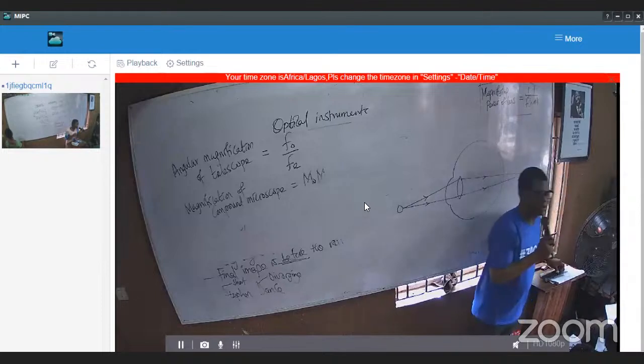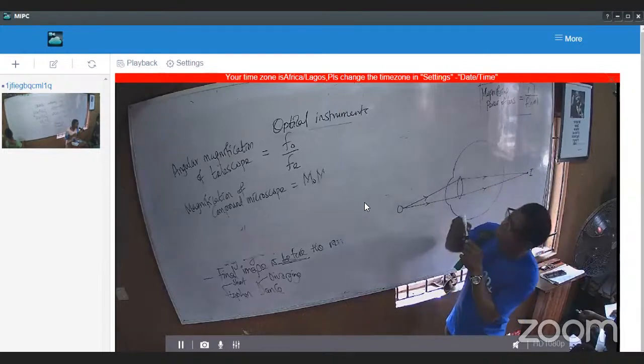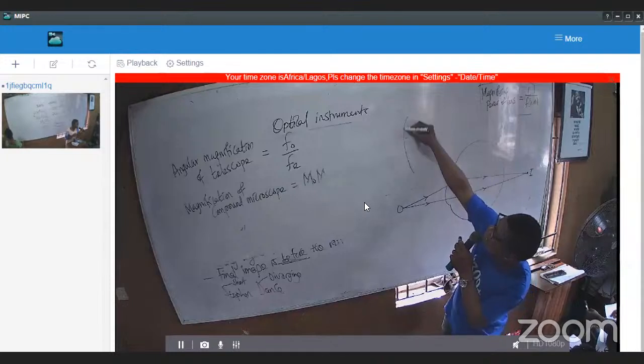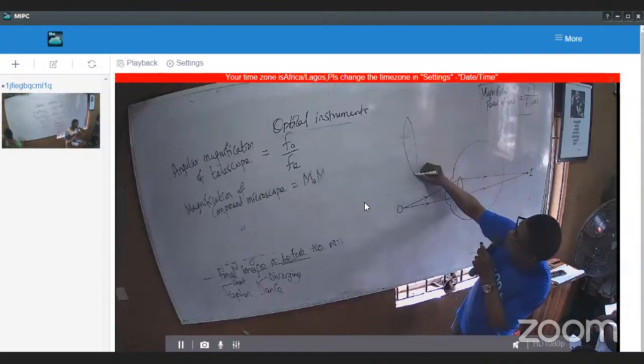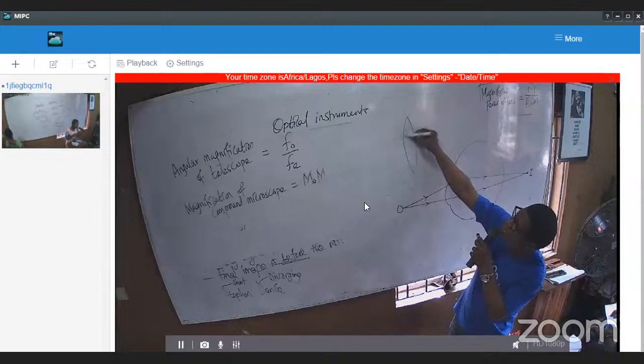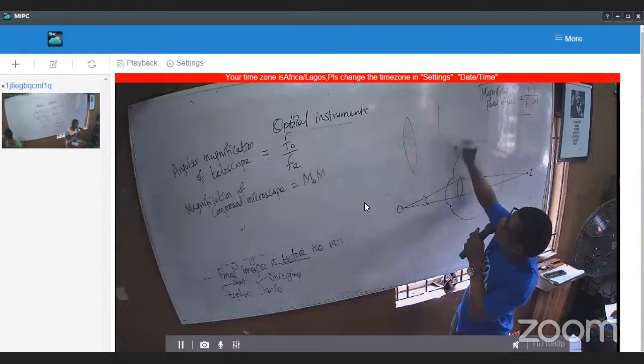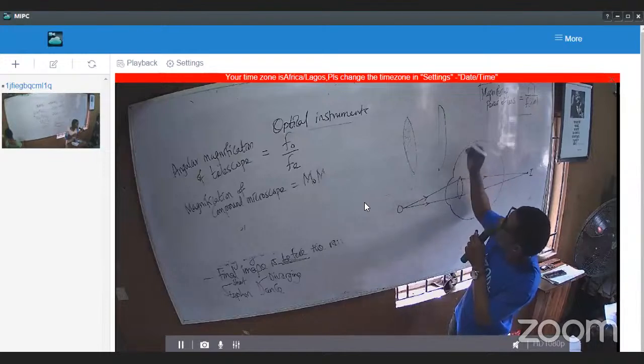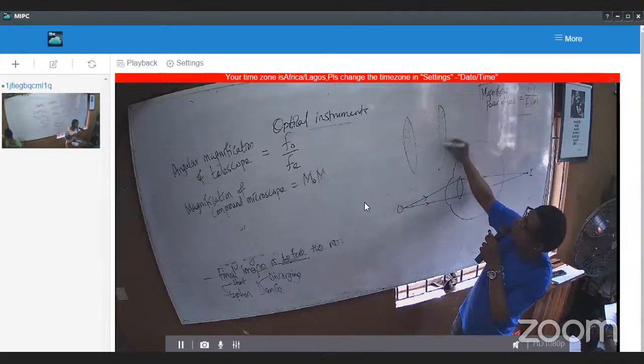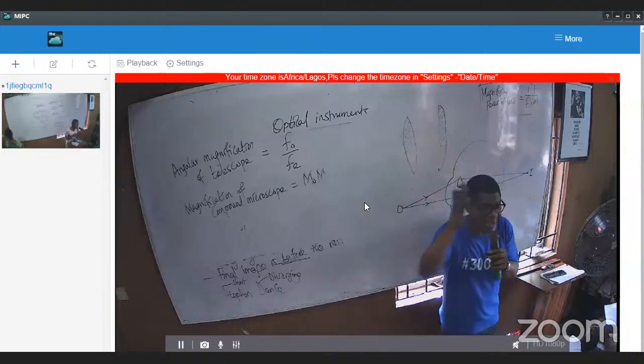So what's the meaning of biconverging? That means both sides are converging. This is converging. These are both converging. This is a biconvex lens, what we call a biconverging lens. You can have one side plane and another one converging. This is plano-convex. Only one side, but this is biconverging. Biconvex lens.